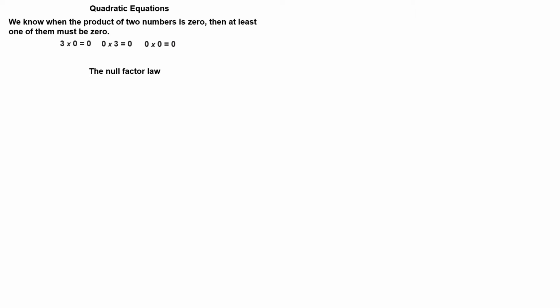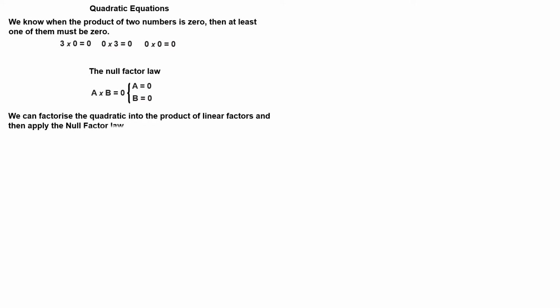The null factor law states that if we have two numbers, a and b, and we know that a times b is 0, then it must follow that either a is 0 or b is 0, or both. One of the big goals of factorizing is that we can solve the quadratic equations applying the null factor law. We can factorize the quadratic into the product of linear factors and then apply the null factor law. Let's see how it works.